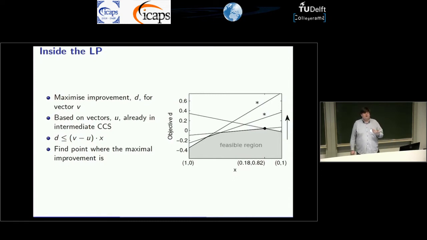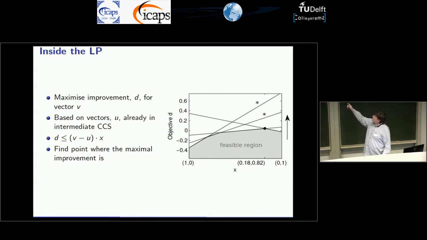So in order to compute this maximal improvement, we look at the vectors already in the intermediate coverage set, and then we add multiple constraints according to that formula over there. So then we find the point where the maximum improvement is, and that looks somewhat like the picture on the right. So we are looking for these different points. The lines are constraints that we already have, and then the optimal and maximal improvement is given by the black point over there.